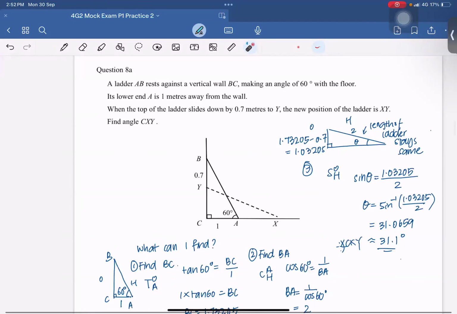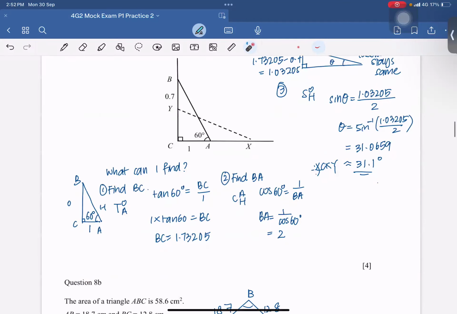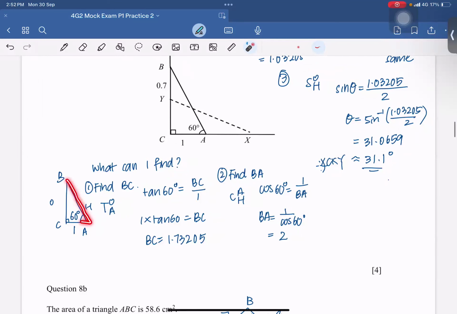Okay, first part, the question tells you this ladder makes an angle of 60 degrees with the floor. So this one is 60 degrees. The lower end is 1 meter away. So the first part of the question is, the moment I have this triangle, it's a right angle triangle, right? I know some of you use sine rule. Please do practice your Tokasu. The moment I have this, right? This is the angle 60. This is my length 1. Okay, what can I find?